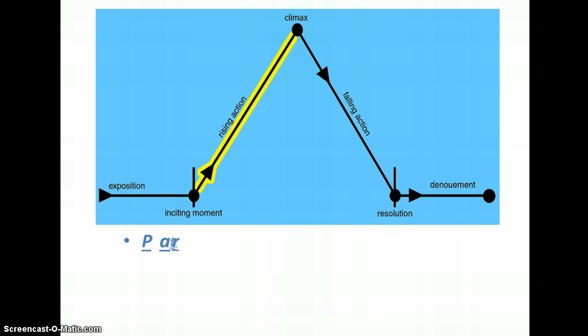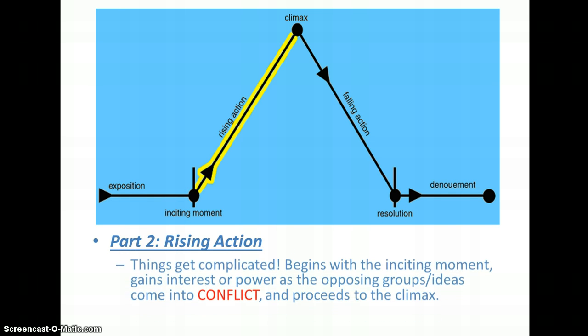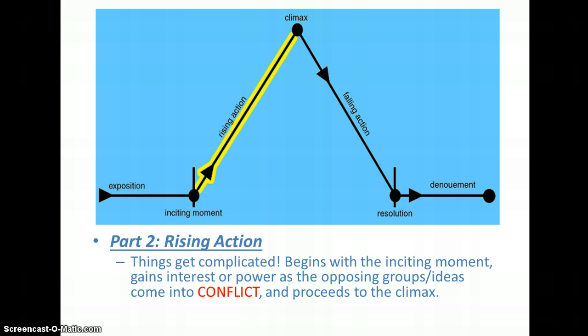The second part is the rising action. This is where things begin to get complicated. It begins with the inciting moment, gains interest or power as the opposing groups or ideas come into conflict, and proceeds to the climax of the story.